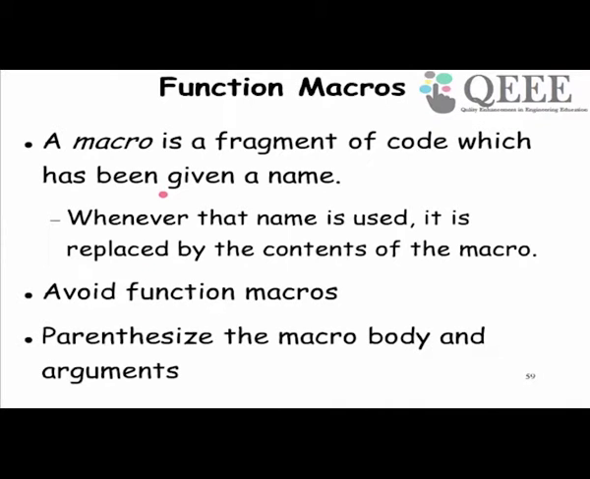So we just saw that function macros are a fragment of code which has been given a name, and then the compiler substitutes the parameters appropriately in the function macro and the code is replaced. But the general suggestion is to avoid function macros, as they are error prone and not maintainable. The only advantage of function macros is that they are supposed to make the program run faster by avoiding the function call overhead.